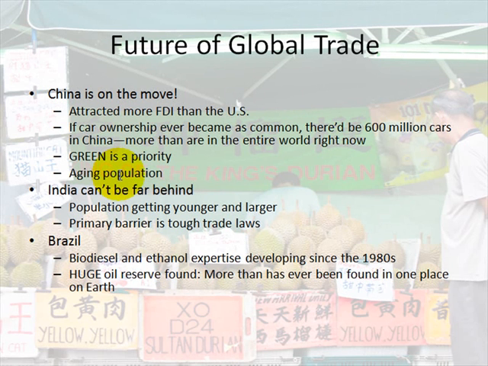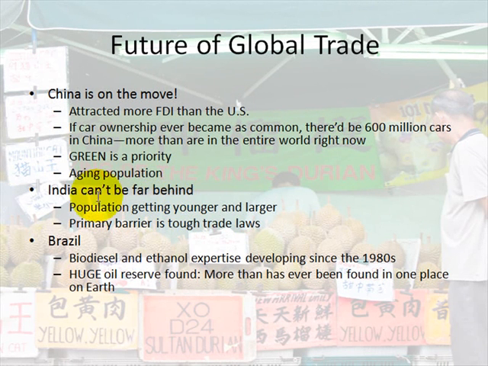In China, green is a priority. It was amazing to me when I was over there how the focus in China is on sustainability and the green initiative. However, China has an aging population. Because of the two-child rule that they've had for quite some time, that has slowed the population growth in China to a point where that whole country is rapidly aging.